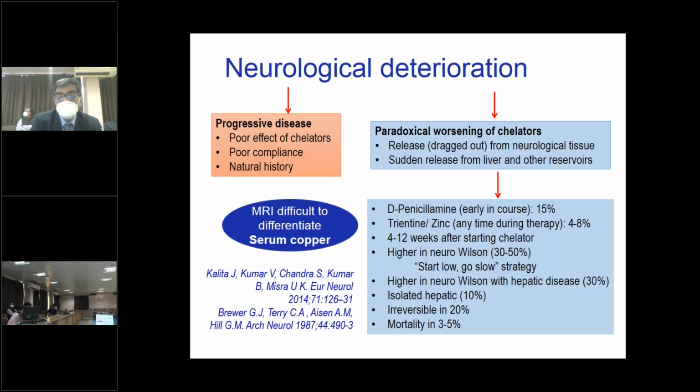This is most commonly seen within 3 months of onset of chelation, and the highest incidence is seen in neuro-Wilson, up to 50% of cases. So the strategy is to start at a low dose and go very slowly. The incidence in neurohepatic Wilson cases is up to 30% cases. In severe cases, it can lead to mortality, which goes up to 5%.